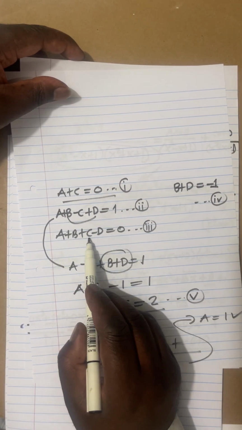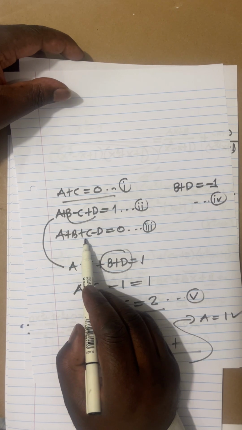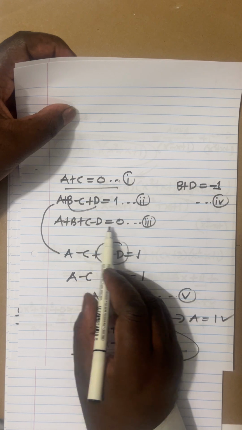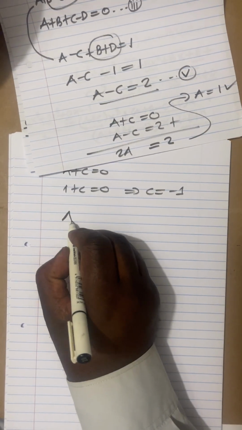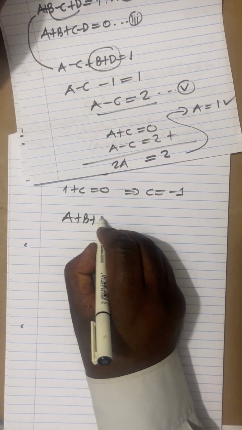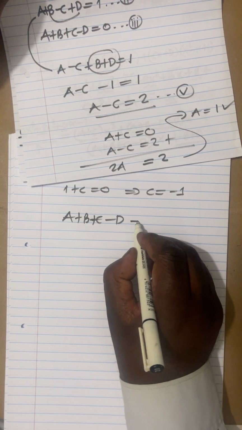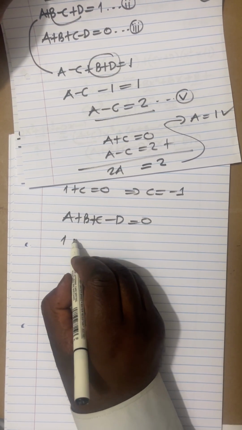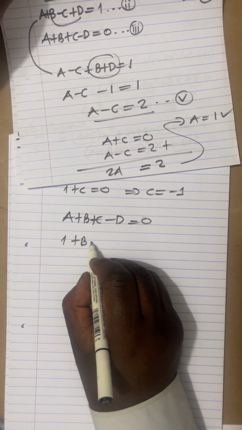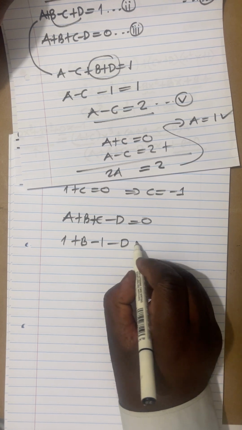A is 1, c is minus 1. Put them there. So what are we having now? Here it says a plus b plus c minus d equals 0. So we're saying a plus b plus c minus d equals 0. What is a? 1 plus b. What is c? Minus 1 minus d equals 0.